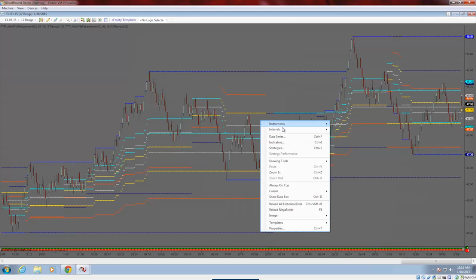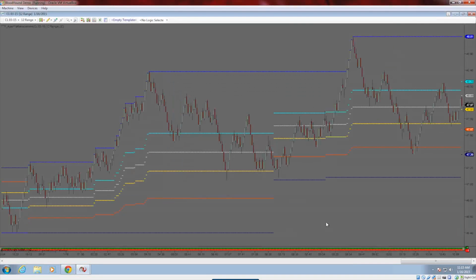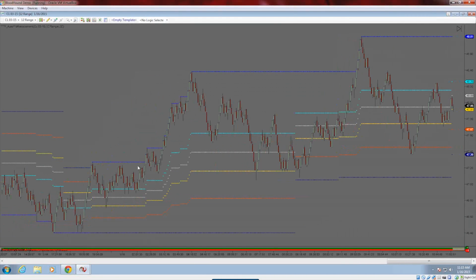Let's take the smaller one off and just leave the one set to 32 on there. So you can see as the market is going up, we're marking the new highs at 0%, and then the swing low is 100%, and there's the 61% retracement. So you can clearly see that.